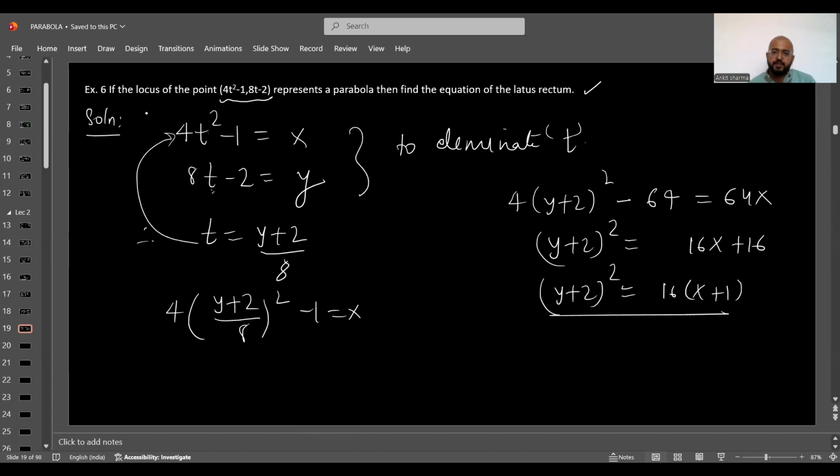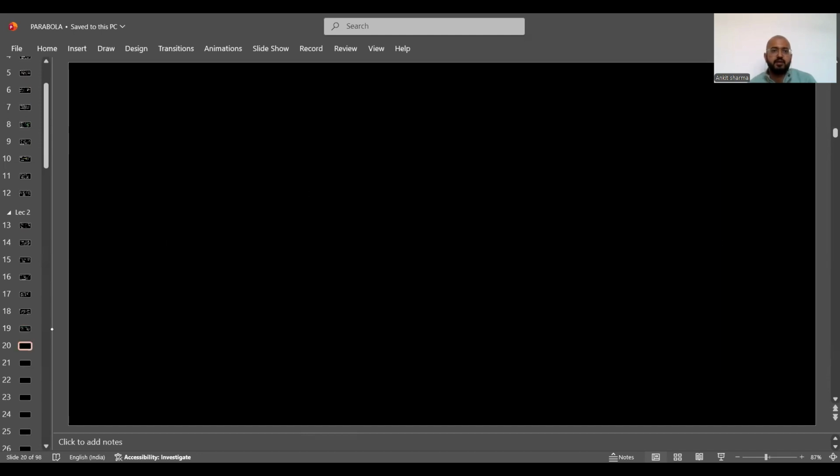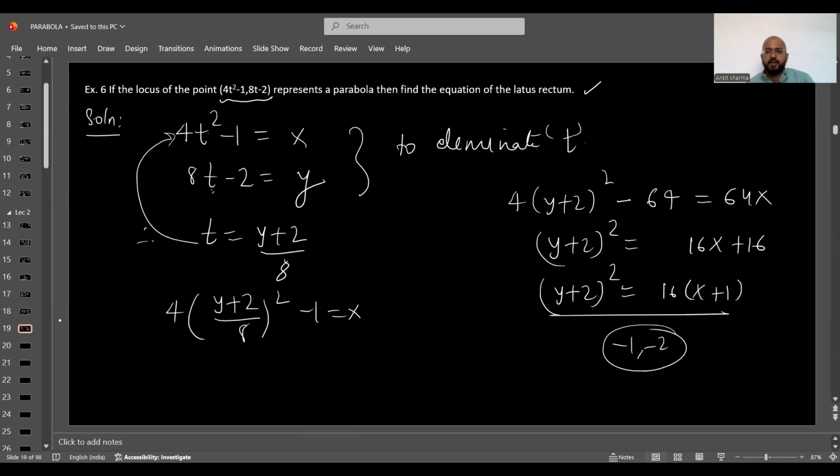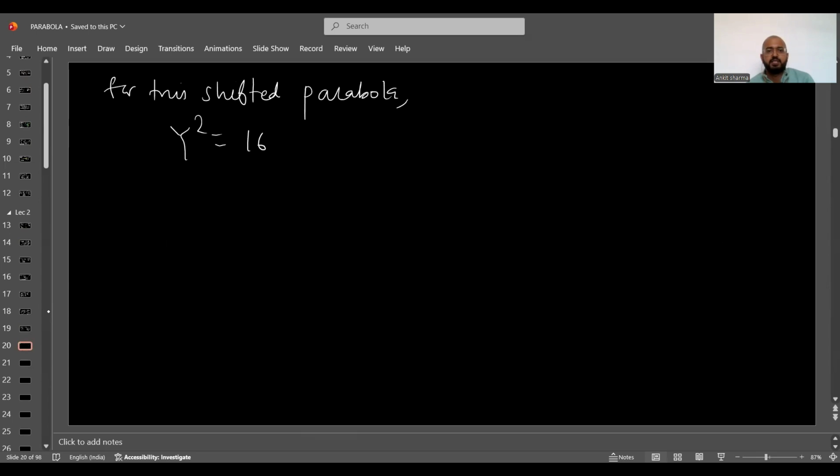Now for this parabola, if you see here, this is a shifted parabola, and the vertex is at (minus 1, minus 2). For this shifted parabola, the shift is (minus 1, minus 2), and the standard form is y square equal to 16x. So the length of latus rectum, I know, is going to be 4a, which is 16. So from here I get a is equal to 4.